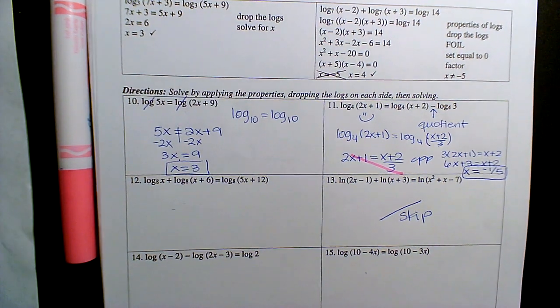Okay, so I'll let you be, I'll stop the video, but that's just it. If the logs are the same, and you have one log term and one log term, drop it, make an equation of the argument, whatever is in the parentheses. Your argument, your value, that's what we call them.